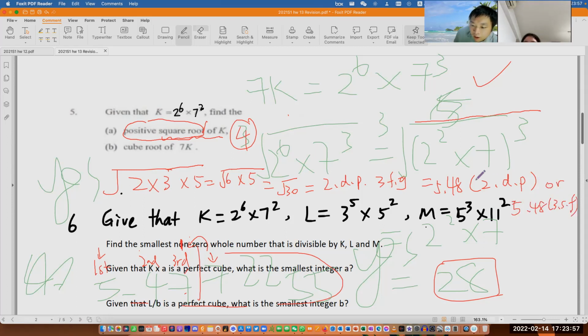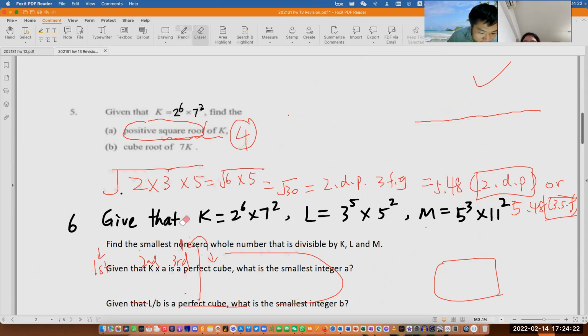So which one should you take, 2 decimal places or 3 significant figures? It depends on the instructions, the instructions you read from your paper. So you read your instruction. Okay, good. Please clear your handwriting.